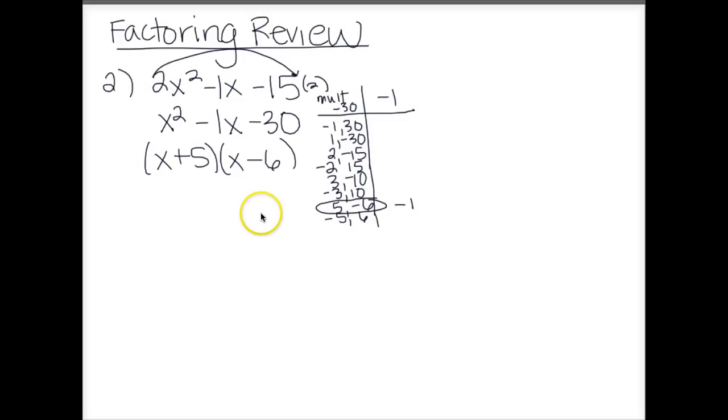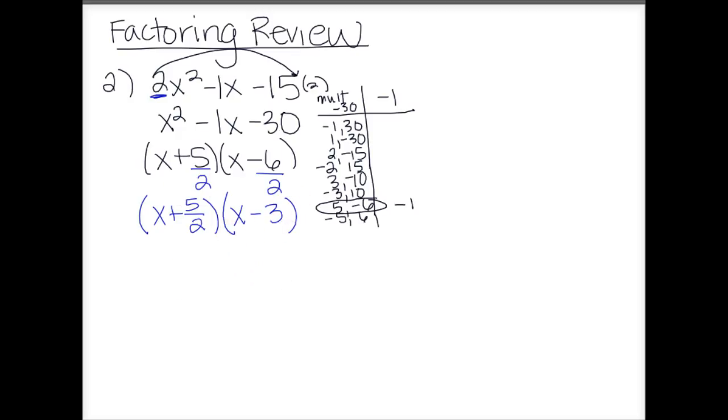Now I need to do the divide step. The divide step, I divide by the a, which in this case is 2. So I divide the constants both by 2. Remember that part of the divide step is reducing the fractions. 5 over 2 doesn't reduce, but negative 6 over 2 does. That becomes negative 3. So I'm done with divide.